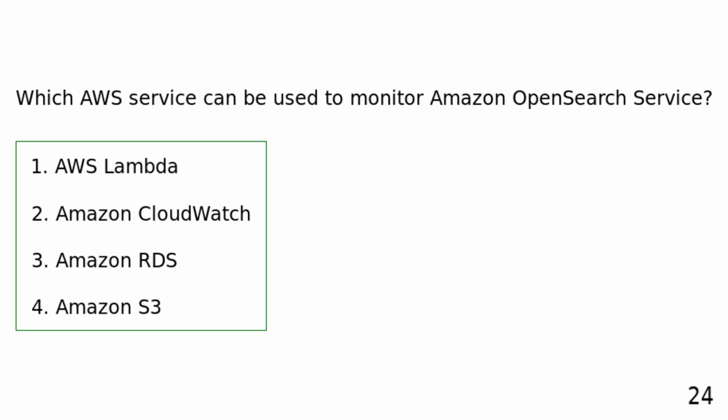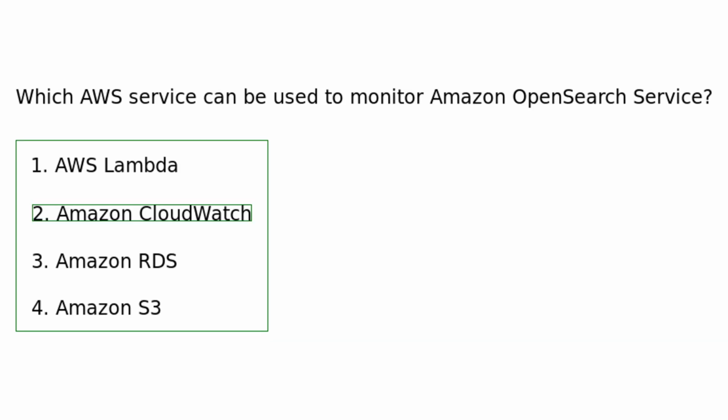Which AWS service can be used to monitor Amazon OpenSearch Service? AWS Lambda, Amazon CloudWatch, Amazon RDS, Amazon S3. Amazon CloudWatch can be used to monitor metrics and set alarms for Amazon OpenSearch Service.